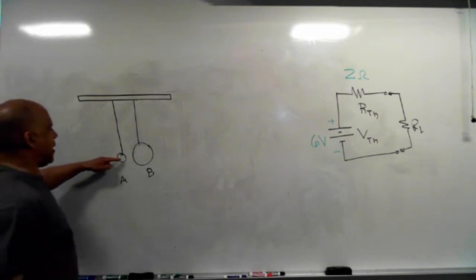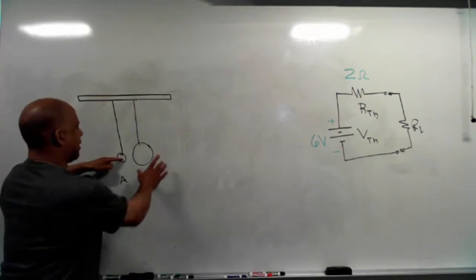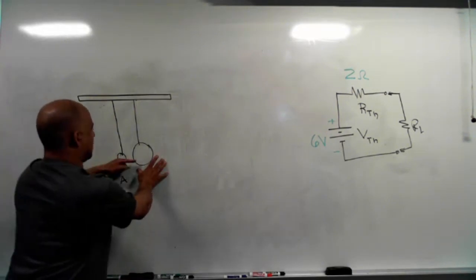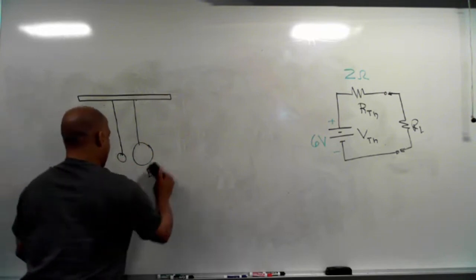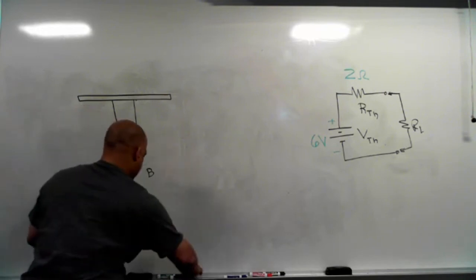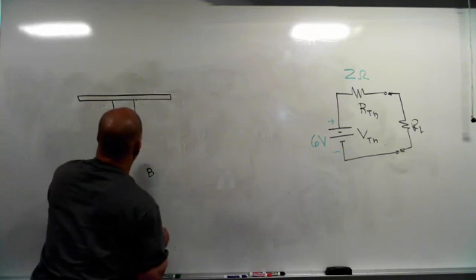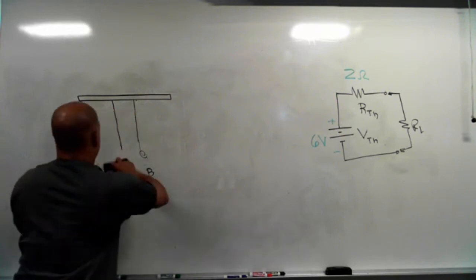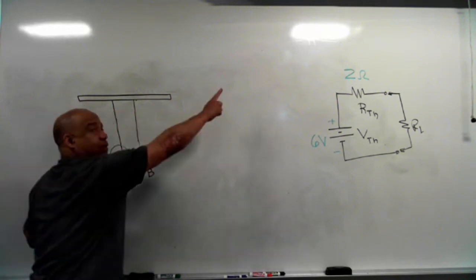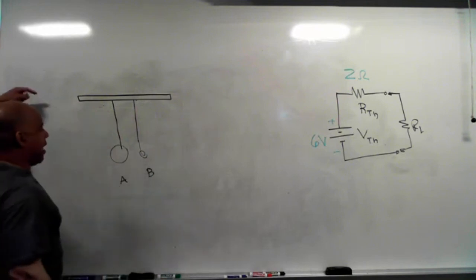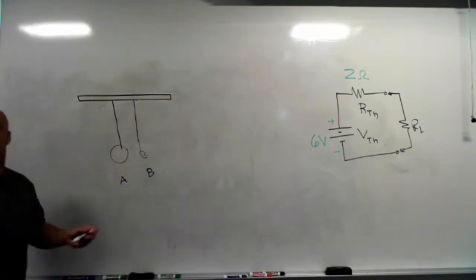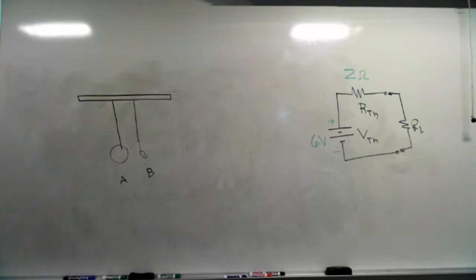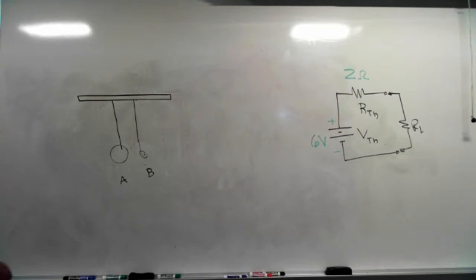I know if I make ball B bigger, then ball A is going to bounce off of it back this way. If I reverse it, if I make ball B smaller than ball A, then ball A is going to continue going that way. How can I get ball A to stop when it hits ball B and ball B to take off with the energy that ball A had? What has to be true? They have to be the same mass.